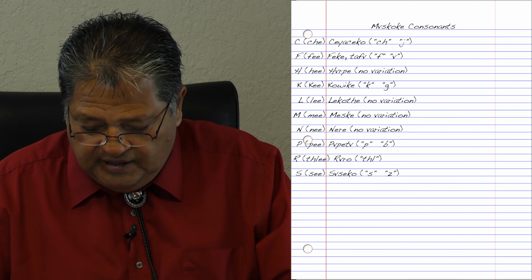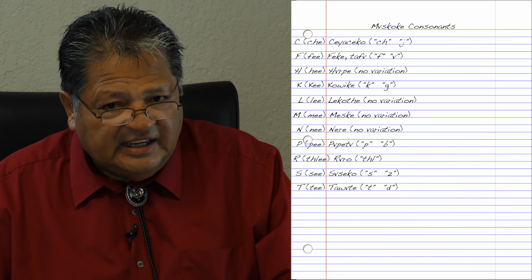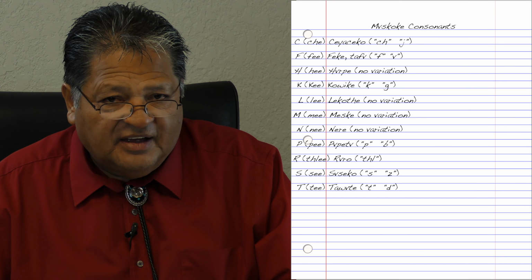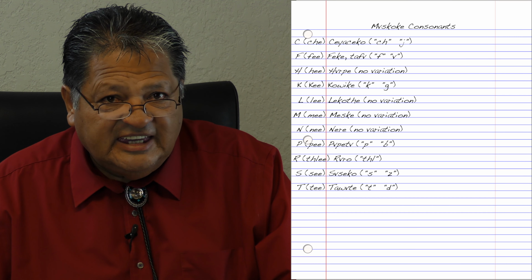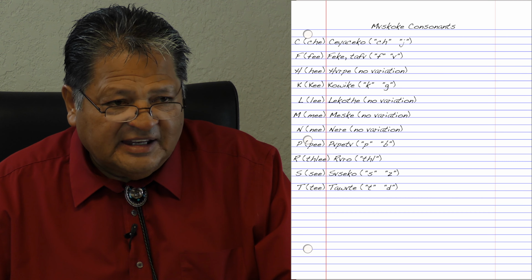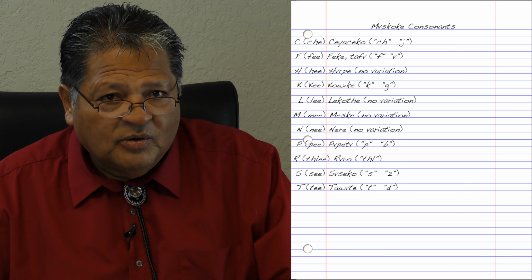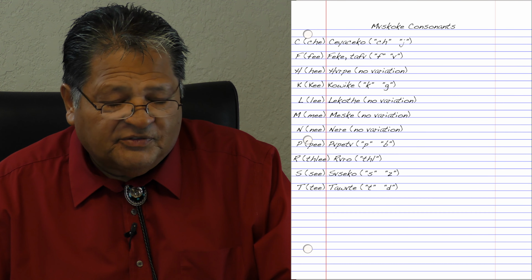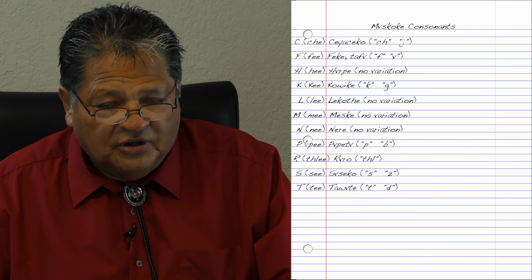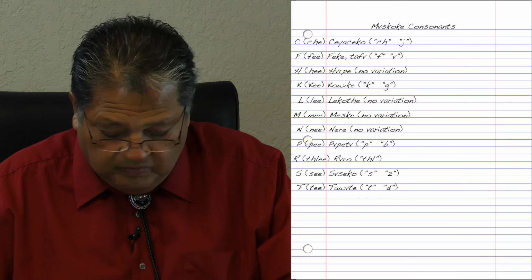The next letter is D, and it makes a soft sound like a T, or it makes a hard sound like a D. The word dawadi, in the front of the word it makes a soft sound. In the middle of the word it makes a hard sound, dawadi.